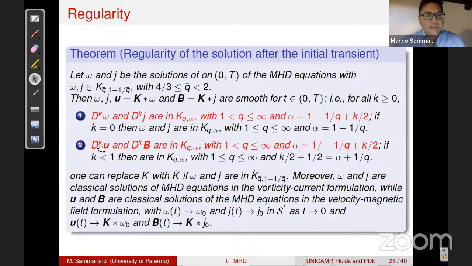The same holds, of course, for the velocity and the magnetic field, where alpha now has a different factor, 1 over 2. Sorry, it's 2 over something that is missing, because we need slightly less regularization, since the velocity is more regular than the vorticity and the magnetic field is more regular than the current. Okay, so that's not surprising.